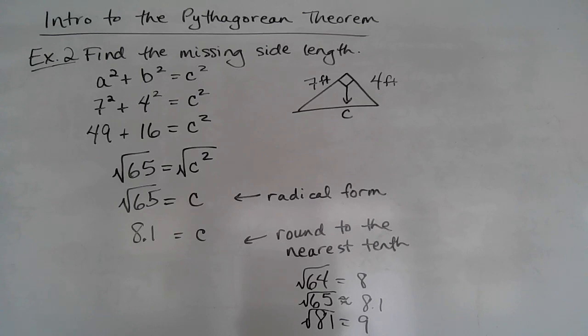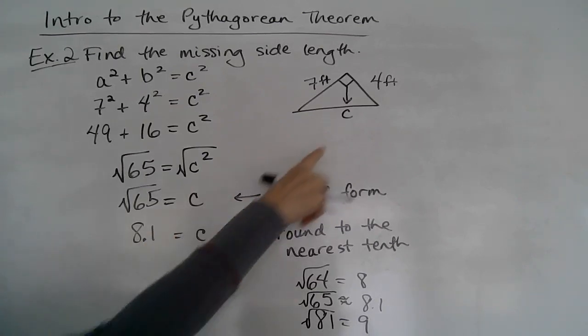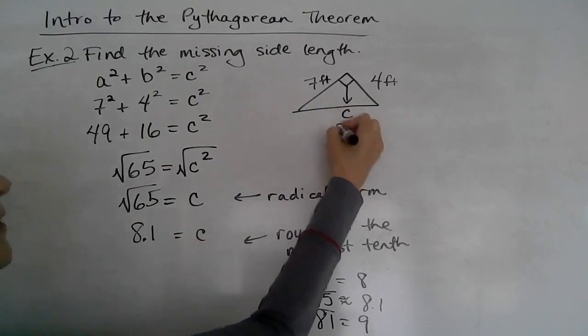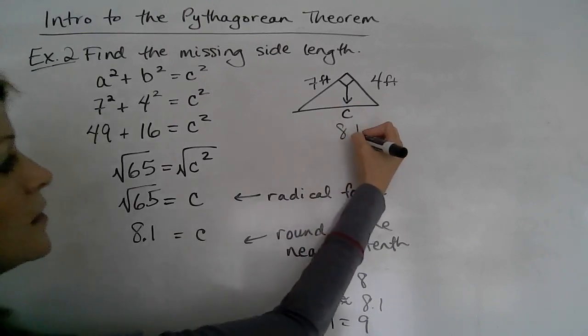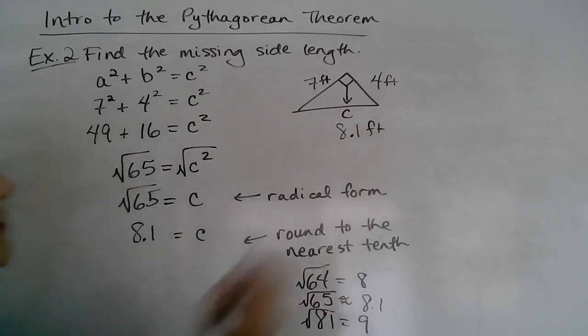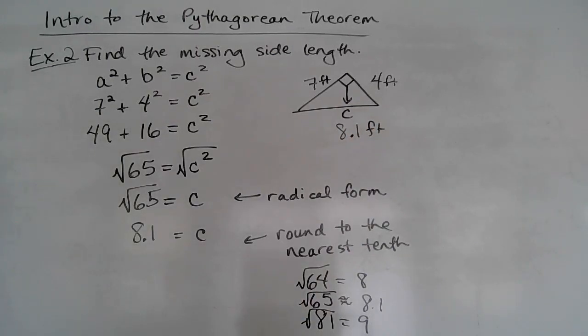Double check that you've got a number that makes sense for this triangle. Is 8.1 the longest side like it should be? Yes. So you know that your answer at least is reasonable. Hopefully accurate as well.